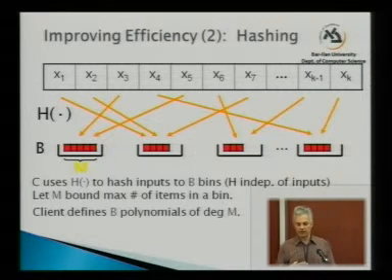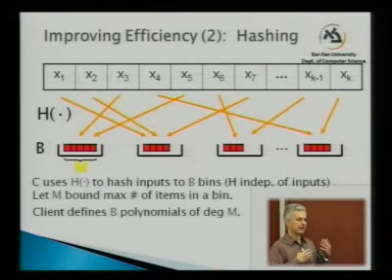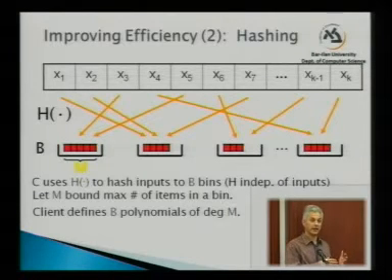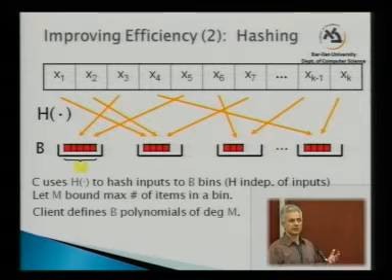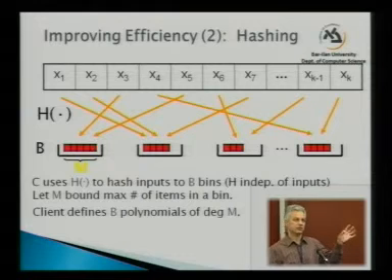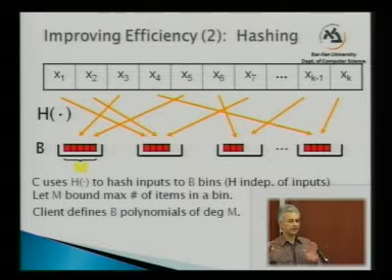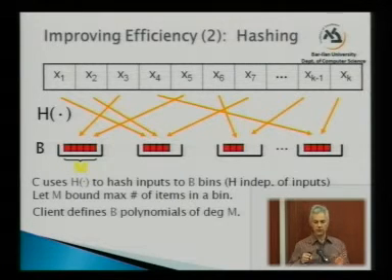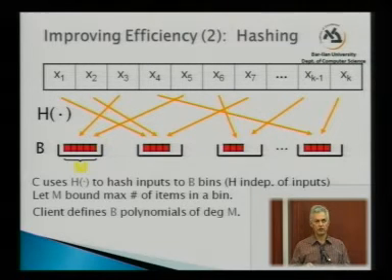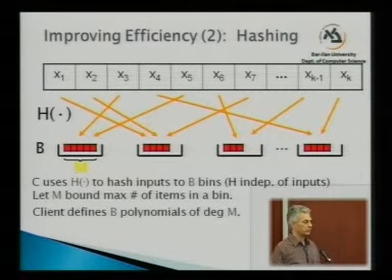So this will work like this. The client will choose a random hash function and will throw the items in its input into bins. Okay? And then it knows a priori that with very large probability not more than m, say 20 items, will fall into each bin. Therefore it will handle each bin separately. So for each bin it will define a polynomial as before of degree m, where m is the bound on the number of items falling into a bin, say m equals 20.